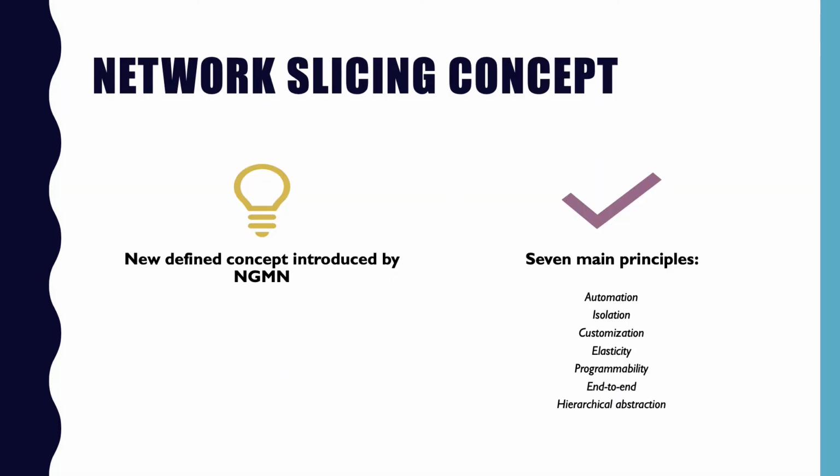Network slicing in the context of 5G is a newly defined concept introduced by the next generation mobile network. It facilitates multiple logical self-contained networks on top of a common physical infrastructure platform. Network slicing builds on top of the following 7 main principles that shape the concept and related operations. Those are automation, isolation, customization, elasticity, programmability, end-to-end, and hierarchical abstraction.